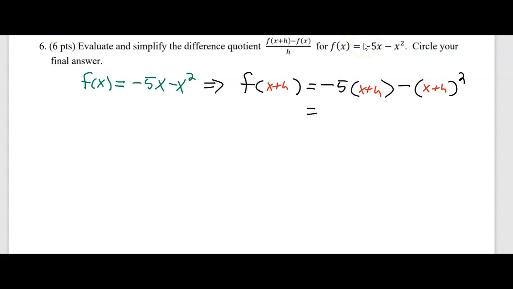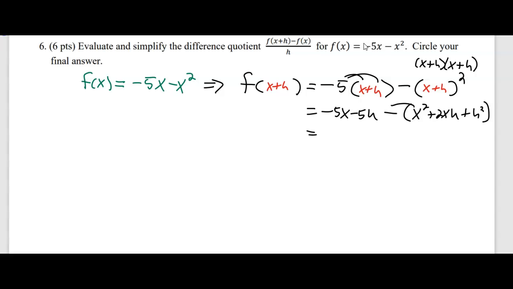So let's simplify this. This first one, just distribution, negative 5x minus 5h minus, and this part I'm going to remind you that it's a foiling process. So that would be x squared plus 2xh, outer and inner are both xh, and then plus h squared. So then we distribute the negative. This would be negative 5x minus 5h minus x squared minus 2xh minus h squared. This is all f of x plus h.